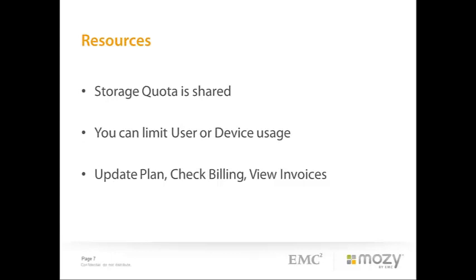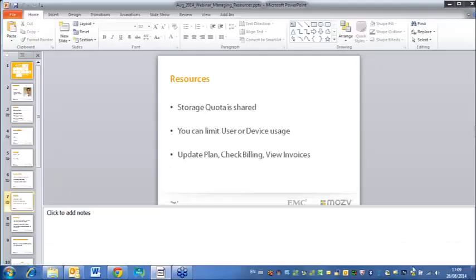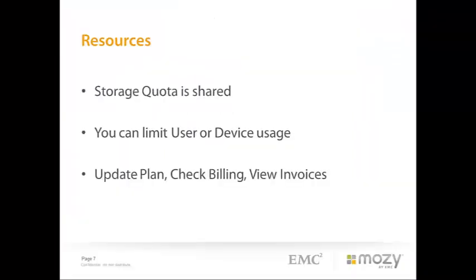From the resources, you can update your plan. You can change it either by upgrading your plan or downgrading your plan if you need to. You can do that within the resources section of the administration console. You can also check your billing, so when your next bill date is and the breakdown of what you're being billed for. You can also view your invoices from here in the resources section. If you haven't signed up to receive invoices direct to your email, all your invoices are stored within the administration console. You can view all those invoices from your admin console, even if you haven't signed up for the emails. I'll show you how you can opt into those emails as well when we're going through the walkthrough.